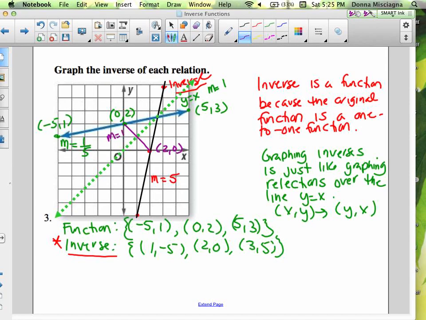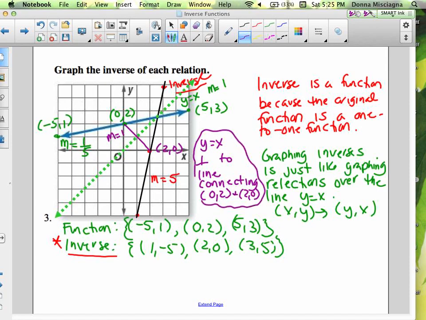All right, so our y equals x is perpendicular to that line that connects (0, 2) and (2, 0), the corresponding points. I'll put (0, 2) and (2, 0). So always true about inverses.